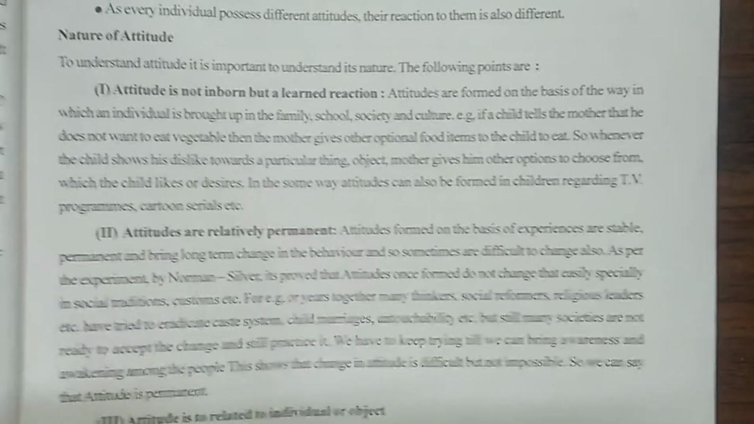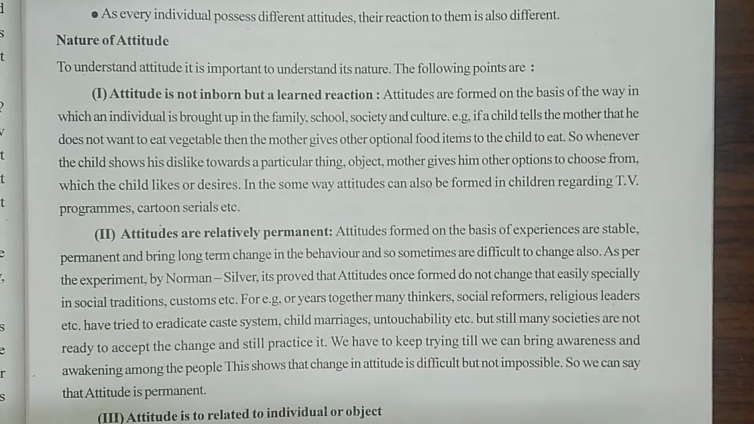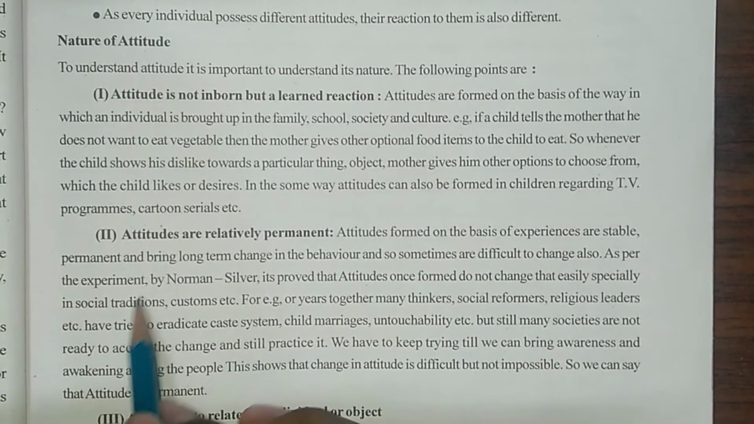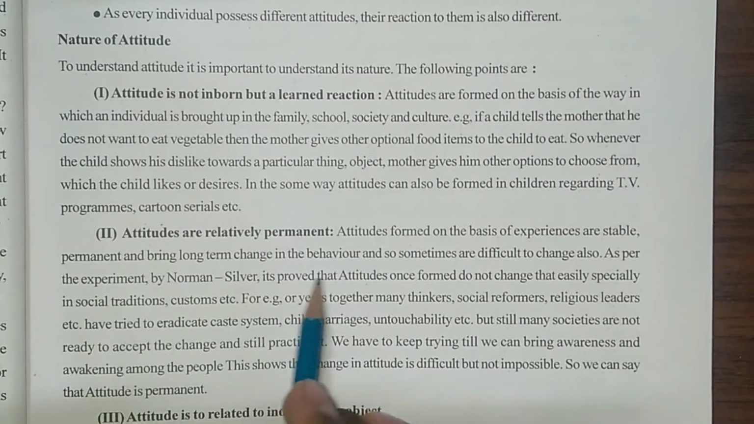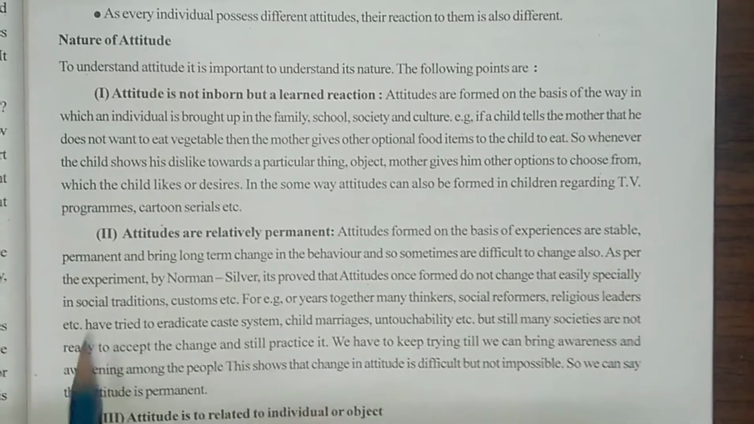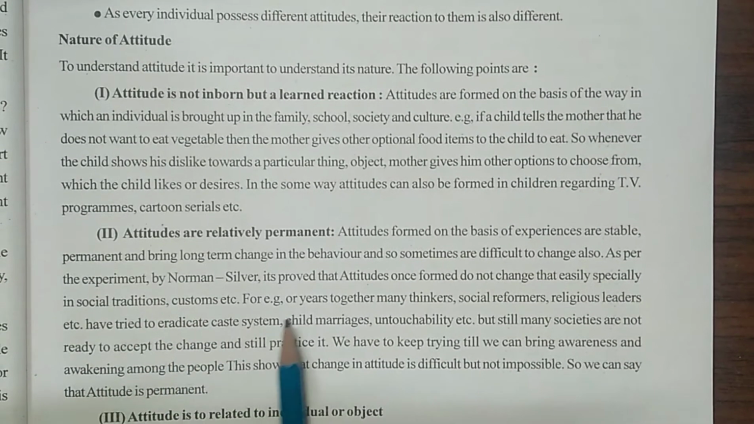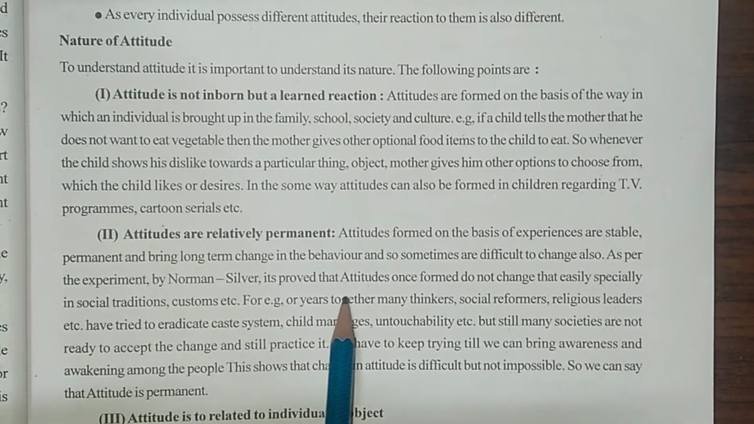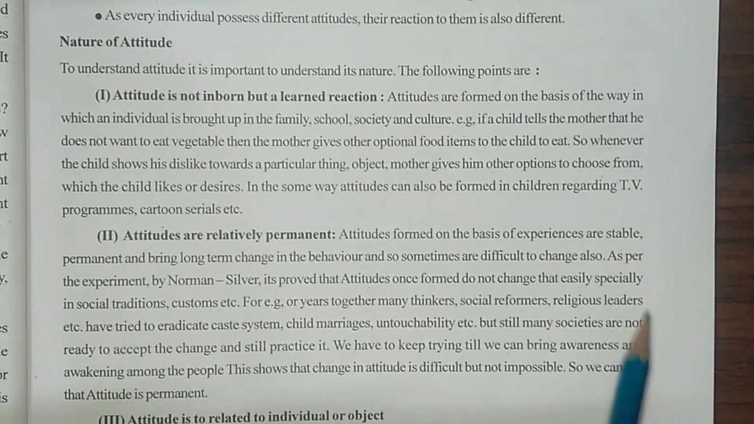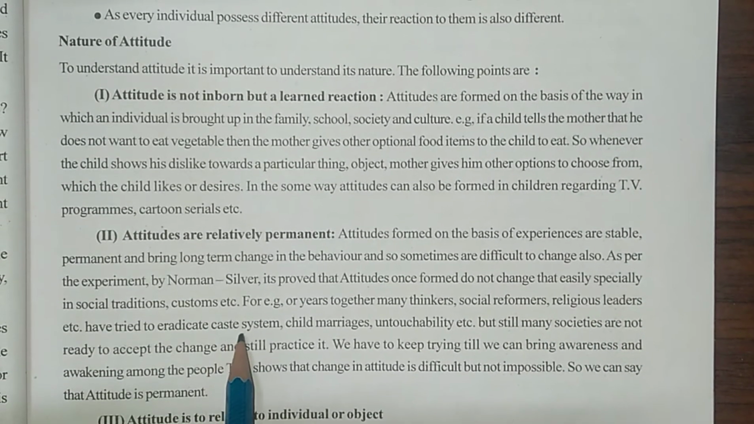Now the second point is attitudes are relatively permanent. Attitudes formed on the basis of experiences are stable, permanent and bring long-term change in behavior, and so sometimes are difficult to change. As per the experiment by Norman Silver, it is proved that attitudes once formed do not change that easily, especially in social traditions, customs, etc.